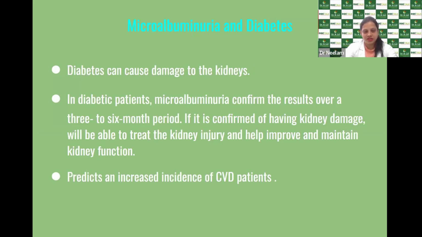How is it related to diabetes? Diabetes can cause damage to the kidney. In a diabetic patient, microalbuminuria confirms the result over a 3 to 6 month period, and it is confirmed of having kidney damage, and will be able to treat the kidney injury and help improve and maintain the kidney function. So it predicts an increased incidence of CVD in patients also.